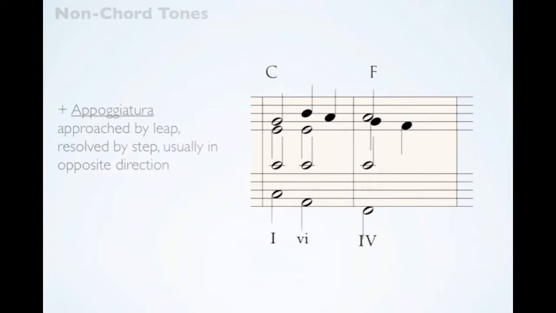Some non-chord tones are used for more of a surprise effect. This one is called an appoggiatura. Looks kind of funny, but it's fun to say. Appoggiatura, which is approached by a leap and resolved by a step. Here we see one in the soprano voice, as well as in the alto.